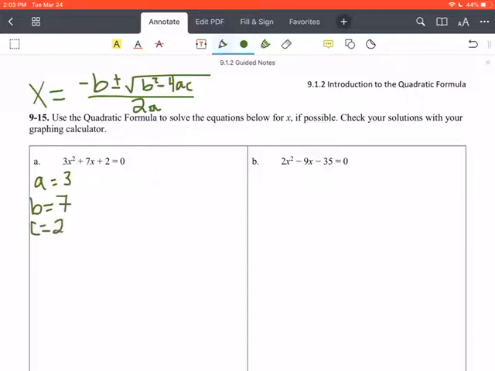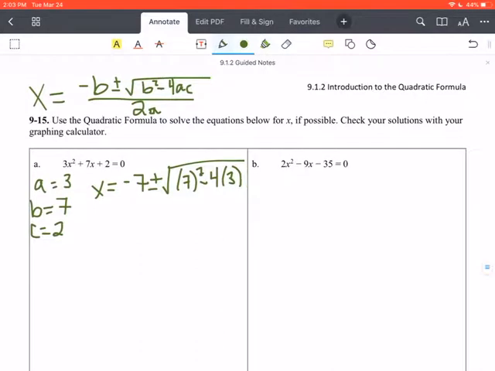So if I go ahead and apply the formula, x equals the opposite of 7 plus or minus the square root of, I'm going to put 7 in parentheses, square it, minus, it's always 4. My a is 3, my c is 2, all over 2 times a, which is 3. So the next step is to simplify under that square root.